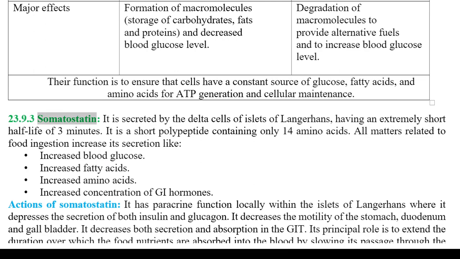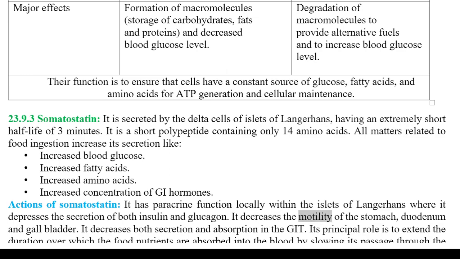23.9.3 Somatostatin. It is secreted by the delta cells of islets of Langerhans, having an extremely short half-life of 3 minutes. It is a short polypeptide containing only 14 amino acids. All matters related to food ingestion increase its secretion, like increased blood glucose, increased fatty acids, increased amino acids, increased concentration of GI hormones. Actions of somatostatin: it has a paracrine function locally within the islets of Langerhans where it depresses the secretion of both insulin and glucagon.